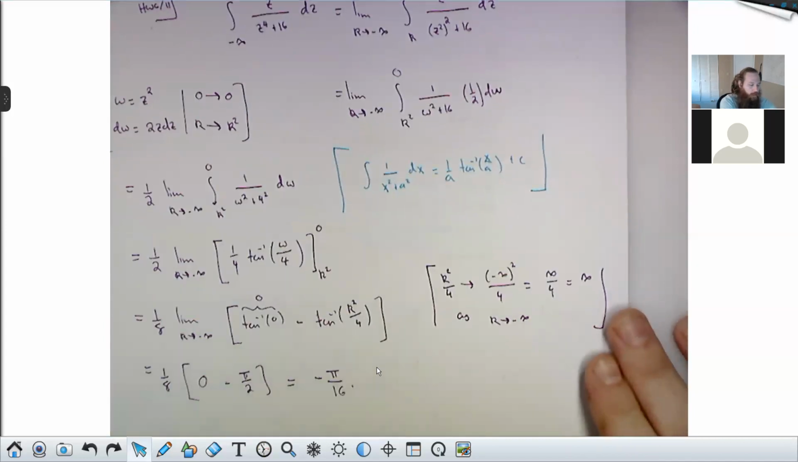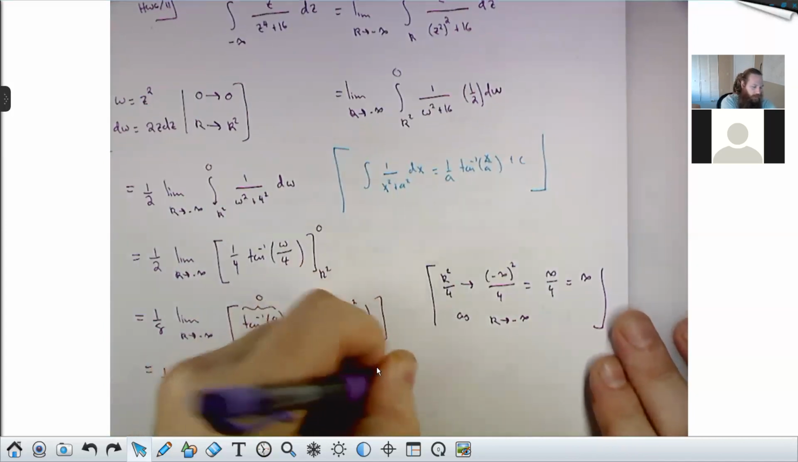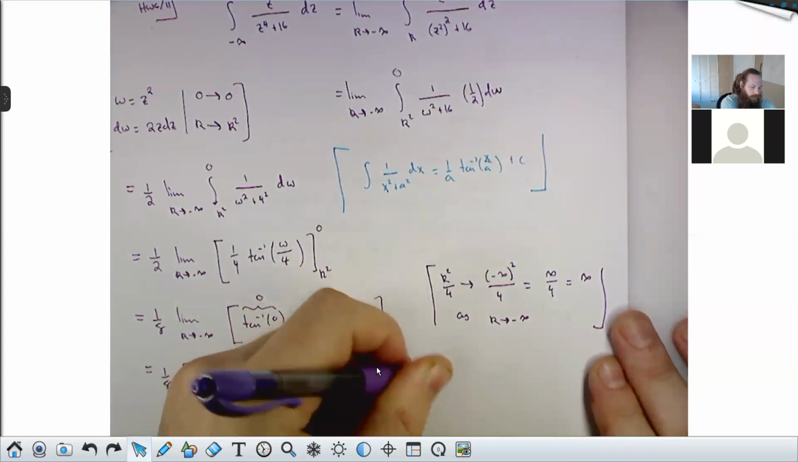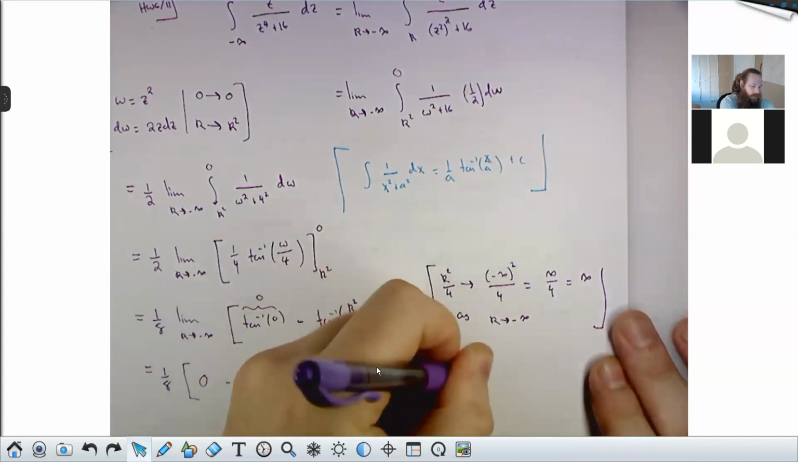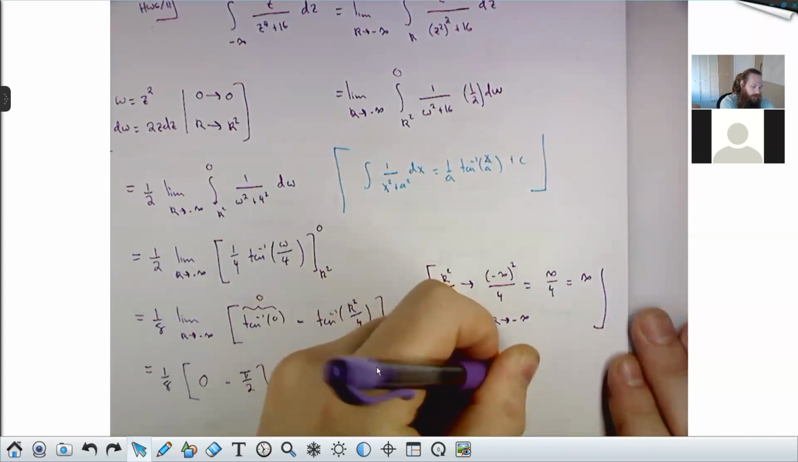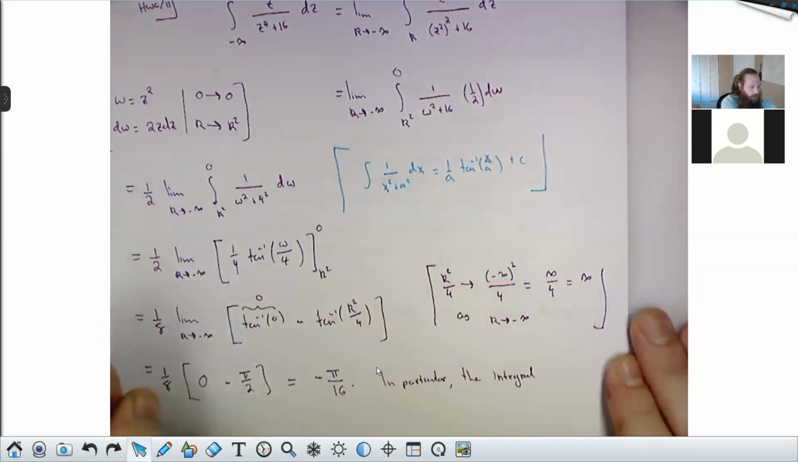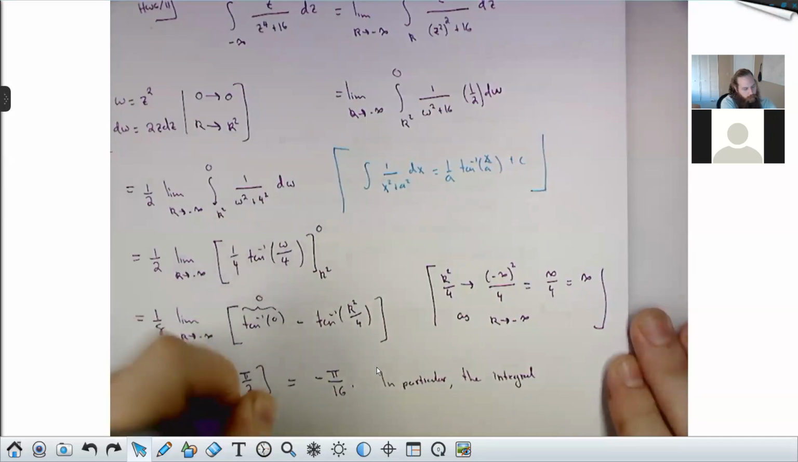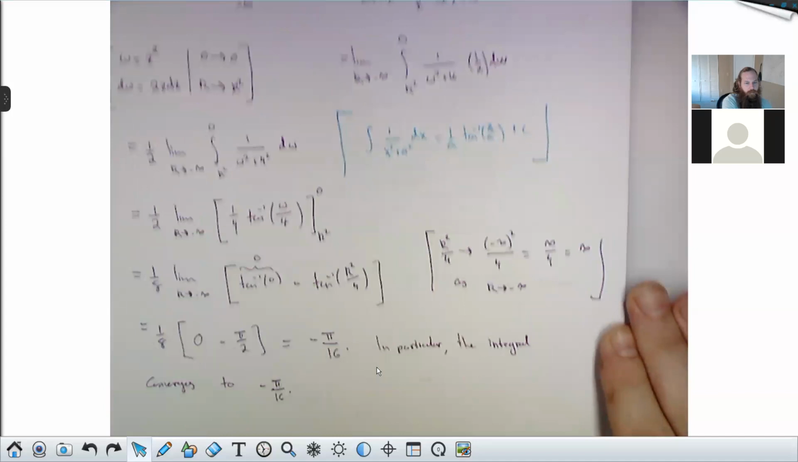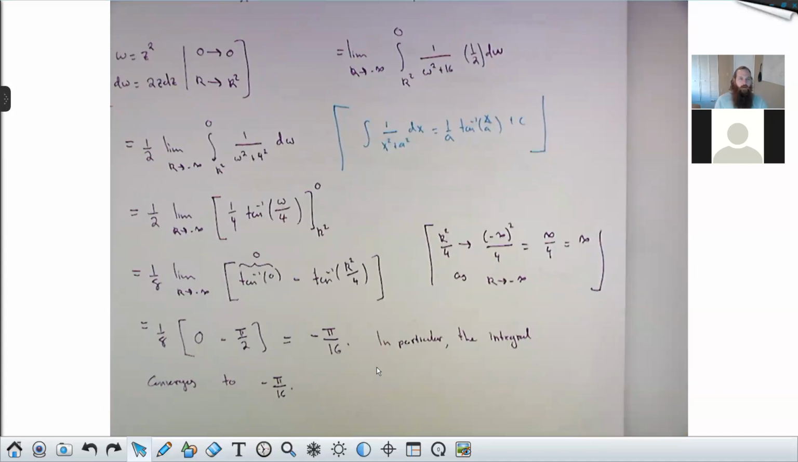In particular, this integral converges. We would say converges to negative pi over 16. So that's the result. That was number 11 from homework 6.